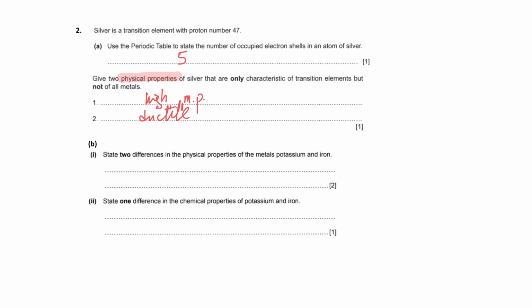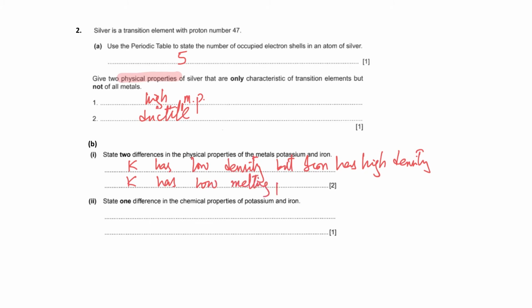State two differences in the physical properties of metals, potassium and iron. So again, you can mention two physical properties, but mention that it's different for both of them. So for example, potassium has low density, but iron has high density. Similarly, potassium has low melting point. You can combine both of them. You can say the potassium has low melting point and low density, but iron has high melting point.